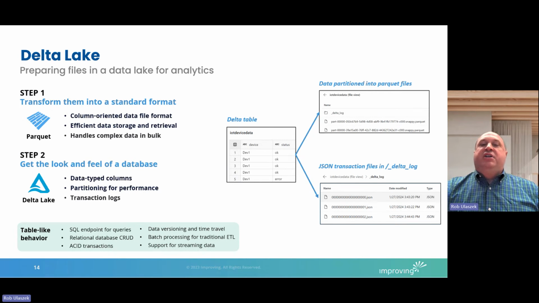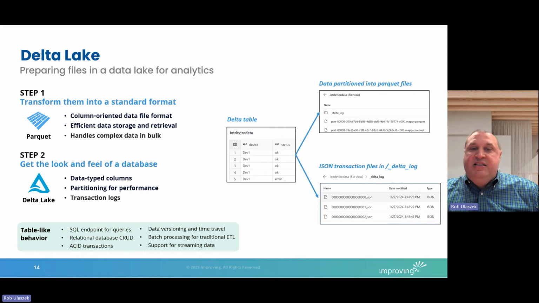With the data lake, we solve the first problem, getting the data into one spot. But how do we work with all of these disparate files and data to produce anything useful? Delta Lake is how we can prepare files in a data lake for analytics. The first step is to transform them into a standard format. We can take anything to the lake, but we need some common ground if we're going to make any progress. This is done using the Parquet file format. Developed by an Apache project, the format creates a column-oriented data file optimized for efficient storage and retrieval. It supports data compression and encoding, so it can handle complex data in bulk.